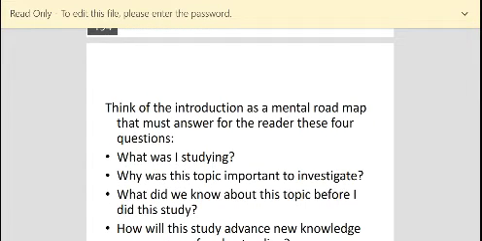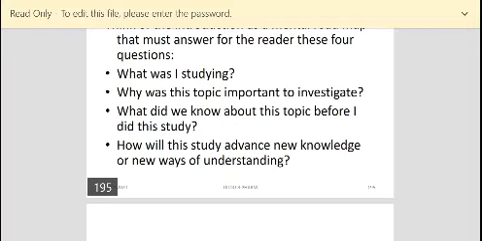Think of the introduction as a mental road map that must answer for the reader these 4 questions. When a reader reads your introduction, these 4 questions must be answered. What was I studying? What actually is your study based on? That should be the first question the reader should have answered by your introduction part.